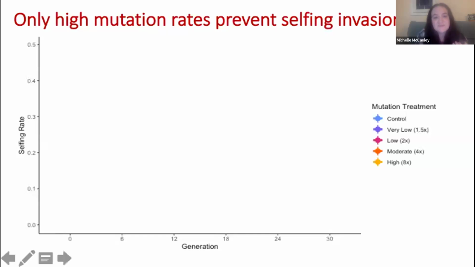We had 5 different mutation treatments, which varied from our control, which is just the baseline worm mutation rate, to very low, 1.5 times the baseline mutation rate, all the way up to a treatment I've called high, which is 8 times the baseline mutation rate. And if that sounds ridiculously high to you, don't worry, it's not. This is still a perfectly biologically relevant mutation rate.